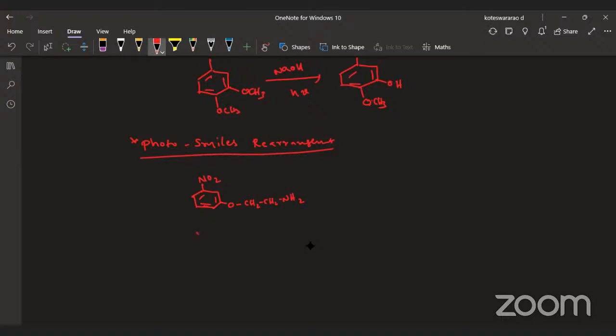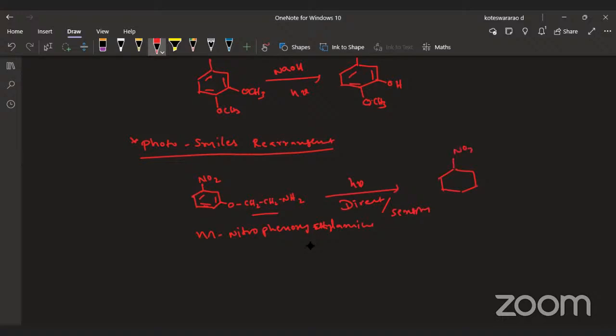meta nitro phenoxy ethylamine. Here it is an ethyl group, which on direct radiation, or sometimes you can use a sensitizer, leads to undergoing the rearrangement of that alkyl group.